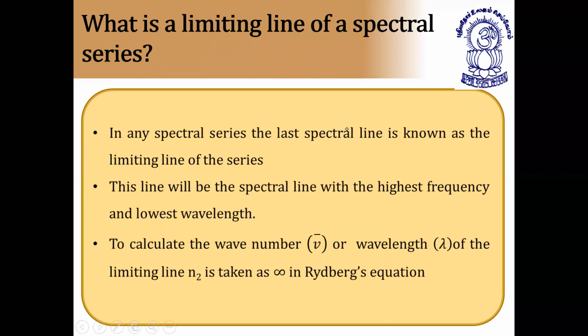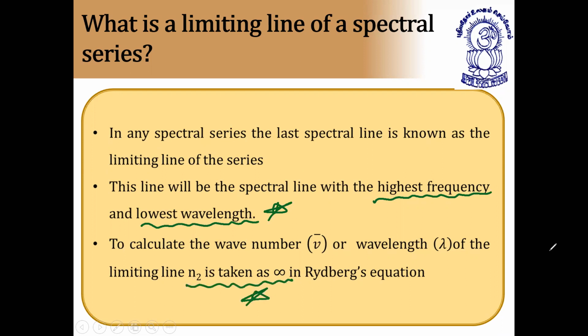What is the limiting line of a spectral series? In any spectral series, the last spectral line is known as the limiting line of the spectral series. This line will be the spectral line with highest frequency and lowest wavelength. So underline this: highest frequency. Every limiting line will have highest frequency and lowest wavelength. To calculate the wave number or wavelength of the limiting line, n2 is taken as infinity. Here, n2 is taken as infinity is most important.